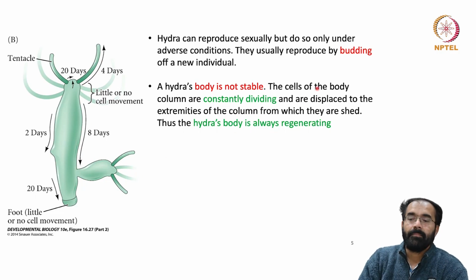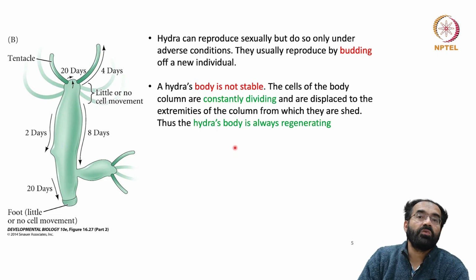It simply means the cells of the body are constantly dividing and are displaced to the extremities of the column, from which they are shed. So at the extreme tip, the old cells are dumped off, and the new cells keep proliferating and keep replacing. Thus the Hydra's body is always regenerating. You can say it in a realistic manner: Hydra's body is always regenerating.